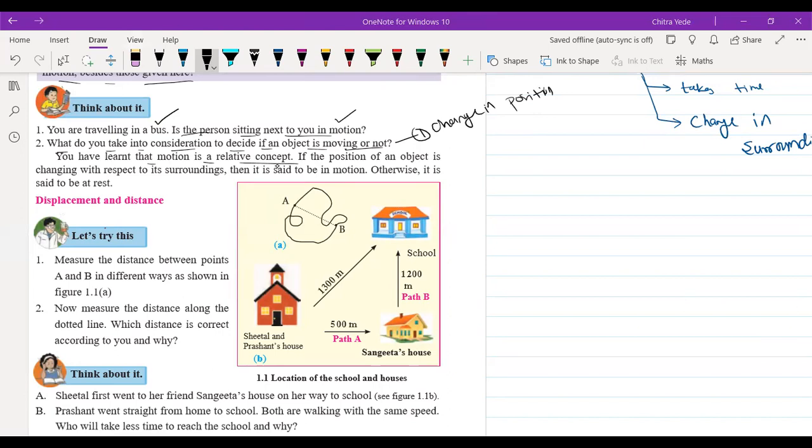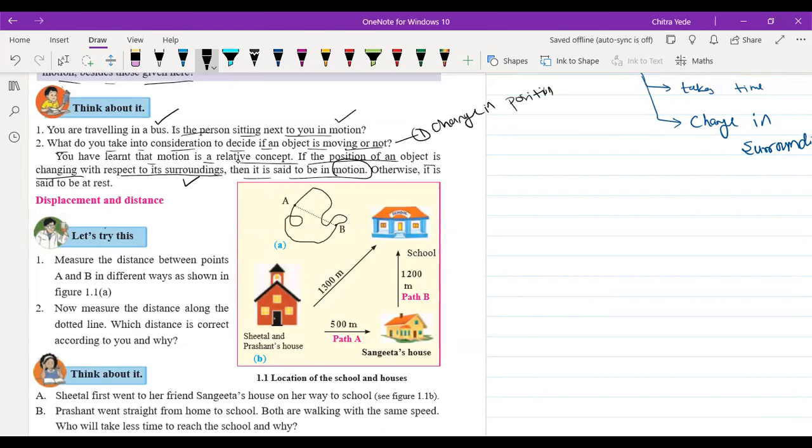So here it is, given beta. If the position of an object is changing with respect to its surrounding, and it takes time also, so we can consider time, then it is said to be in motion. So it relates with the surrounding, right? That's why motion is a relative concept.